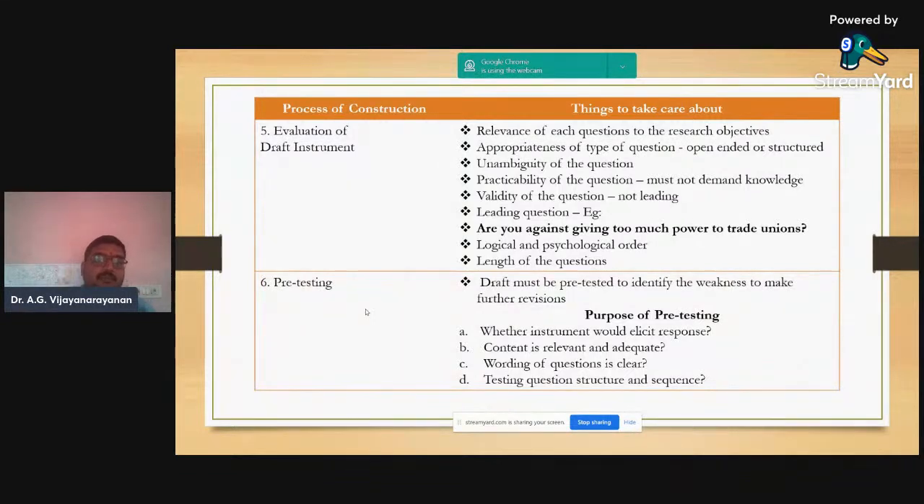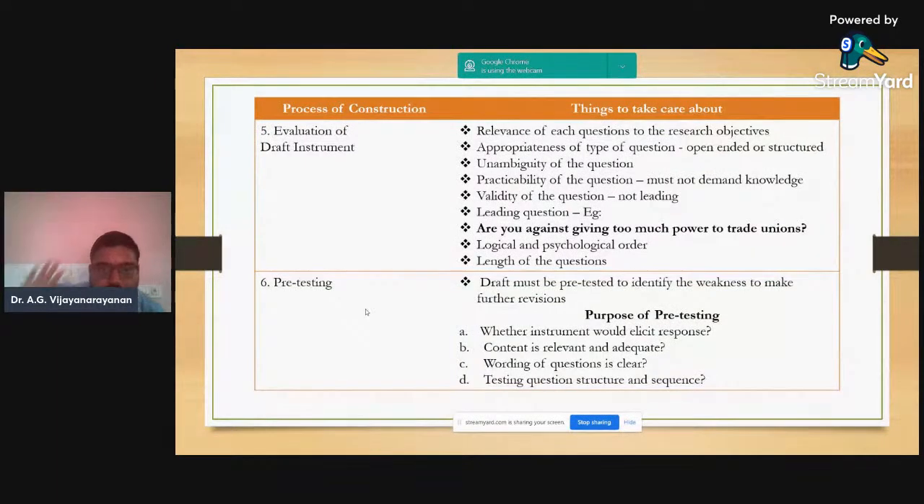Practicability of the question is very important. That must not demand our knowledge, which means you must not make your respondent think an answer. Just like that, அவன் ஆன்சர் பண்ணணும். அவனை ரொம்ப யோசிக்க வைக்கக்கூடாது. Validity of the question, whether that question is valid or not.